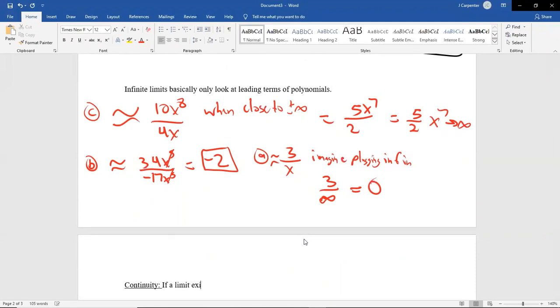If a limit exists at a point, it is continuous at that point if and only if, it's a mathematician's favorite phrase, the function value matches the limit. If a limit exists at a point, then it's continuous, but only if the limit and the function value match.